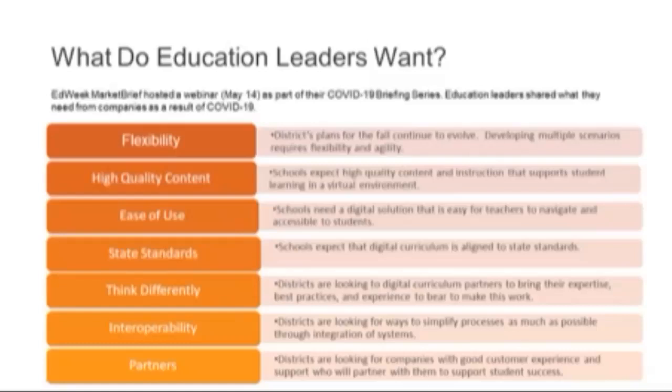And the second, of course, is partners. Again, these educational leaders indicated they want companies with good customer experience and support who will partner with them to support student success. They believed that their success depends on that relationship.